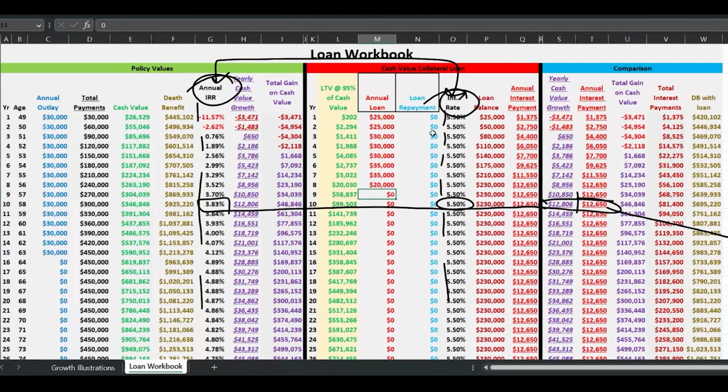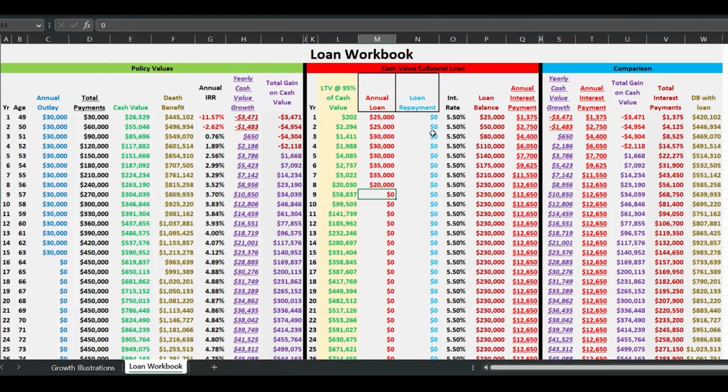How? Here's how. Remember that you continuously receive the compounding on your entire cash value, so you're earning a 3.83% on that 346, and you're paying that 5.5% in this example on the 230. So lower rate, but in a larger bucket of money. That's why that works.